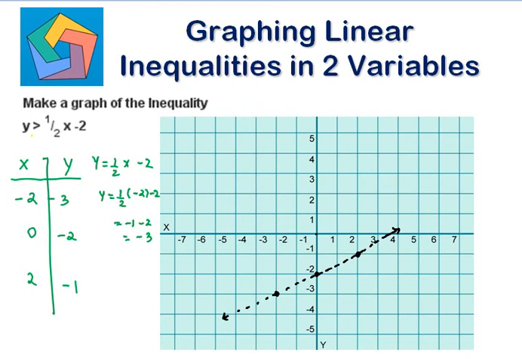Let's take 0 comma 0. 0 is greater than 1 by 2 times 0 minus 2, which implies 0 is greater than minus 2, which is true. So we shade the region containing the point 0 comma 0.